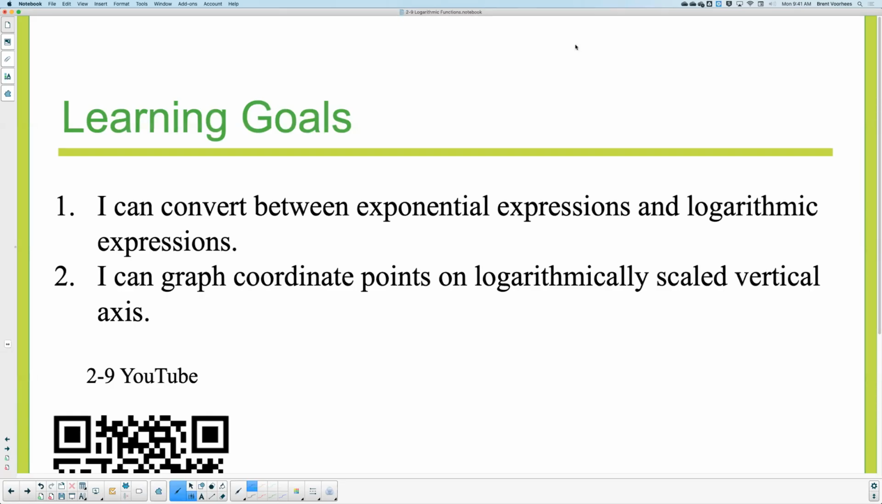Lesson 2.9. What can we learn today? We're going to learn how to convert between exponential functions and their inverse. What we're going to learn today is called a logarithmic expression or a function. And we're going to learn how to graph points on a logarithmically scaled vertical axis, which you're going to see at the end is kind of neat. It's different. Certainly it's different, but it's kind of neat. We'll see that at the very end of class.